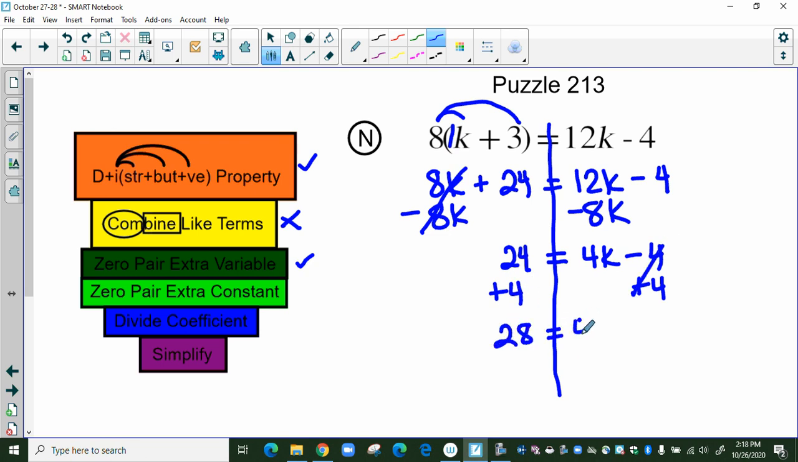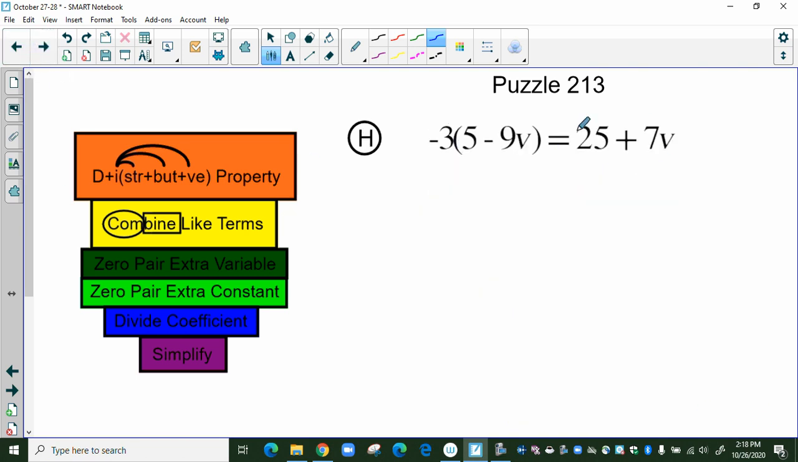28 equals 4k. Divide by 4. K equals 7. Okay, there you go. Hopefully you got the same thing I did. Let's go to the next one.